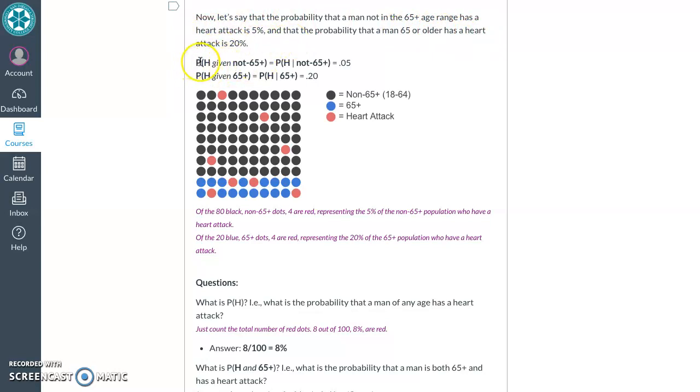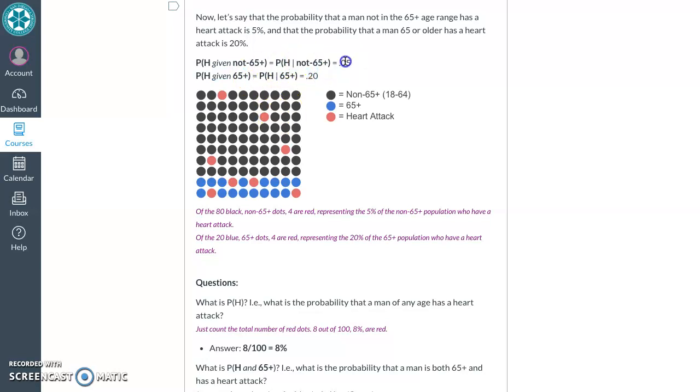Here's how we'll write the probability information. Probability of H, probability of a heart attack, given that you are under 65. This little bar means given that, and we're saying that's 0.05 or 5%. And let's let the probability of having a heart attack given that you're over 65, so bar over 65, we're saying that that's 0.2 or 20%.